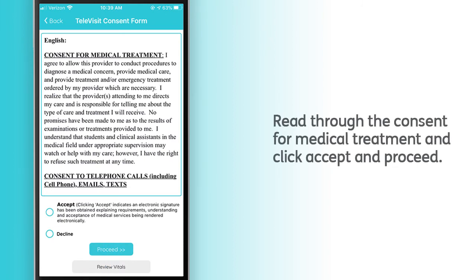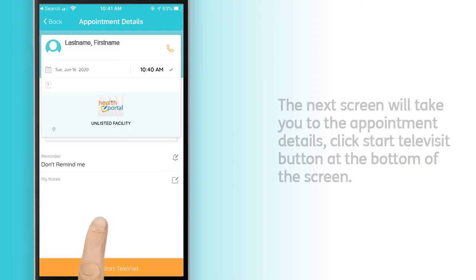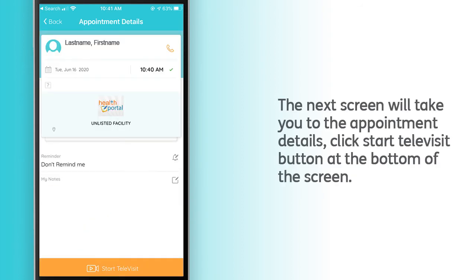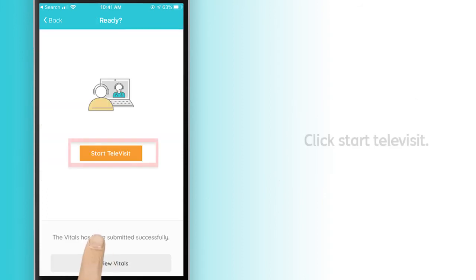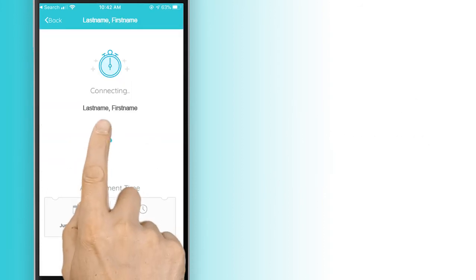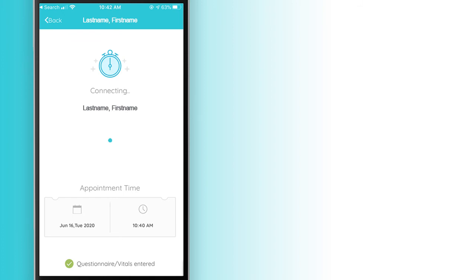Read through the consent for medical treatment and click Accept and Proceed. The next screen will take you to the appointment details. Click the Start Televisit button at the bottom of the screen. Then click Start Televisit. You will then be taken to a virtual waiting room until your medical assistant or provider is ready to connect with you for your virtual appointment.